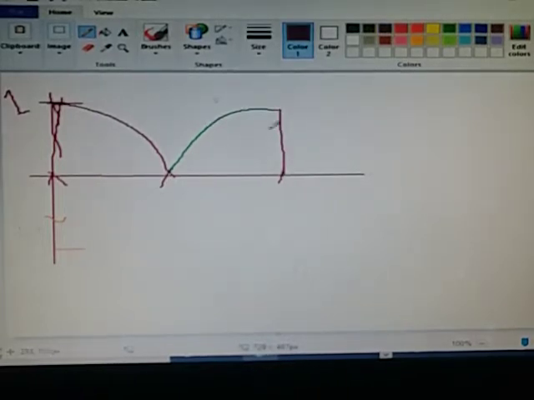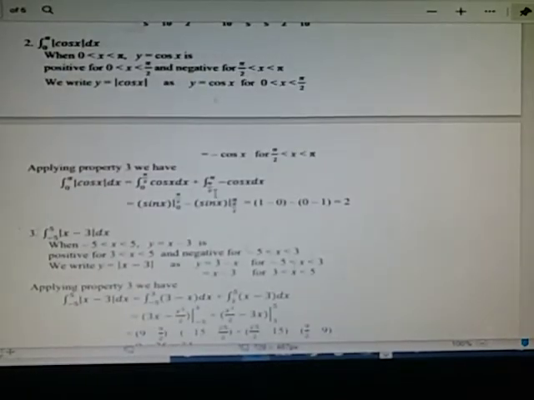But our function is cos x, so you have to write cos x. You take two values, one here, pi by 2, and this is pi. For this part it is cos x, and for this part it is minus cos x. So the integral is 0 to pi by 2 of cos x dx, plus pi by 2 to pi of minus cos x dx. By the fundamental theorem of differential calculus, it is this one.